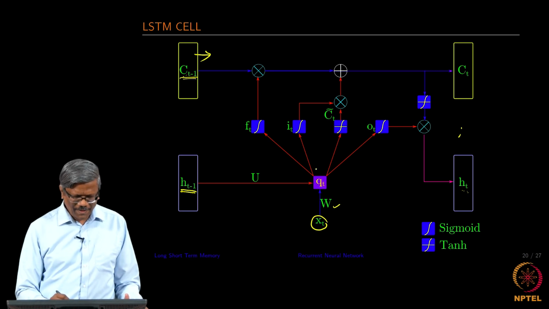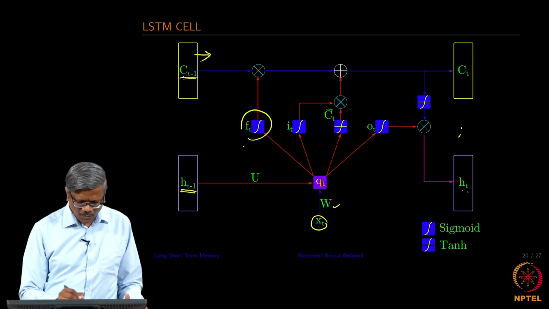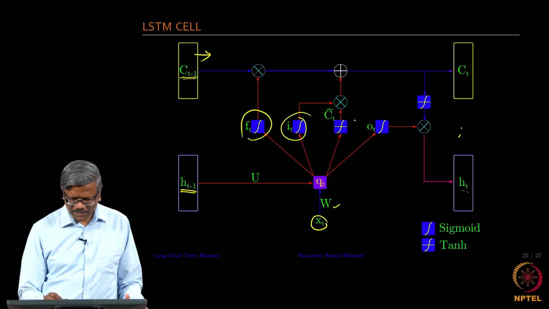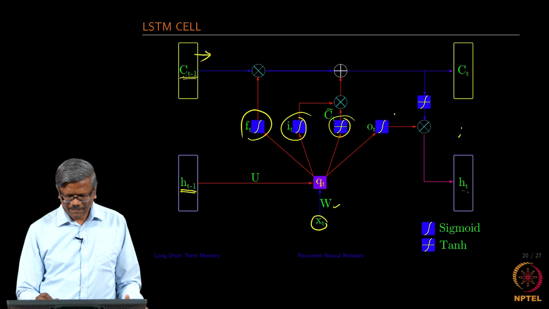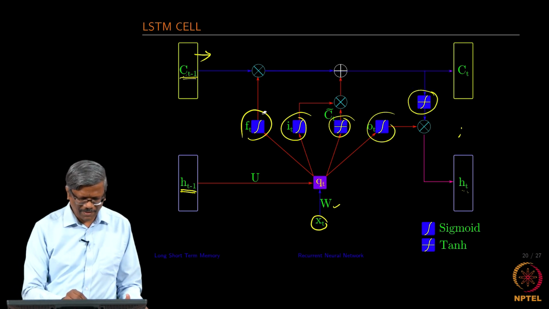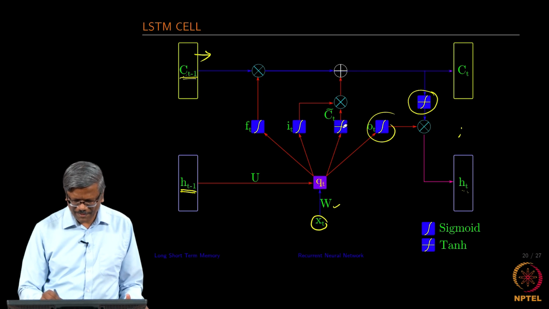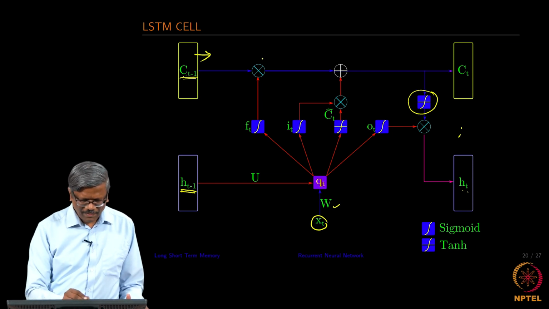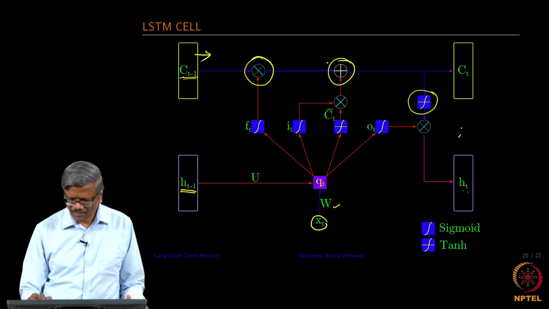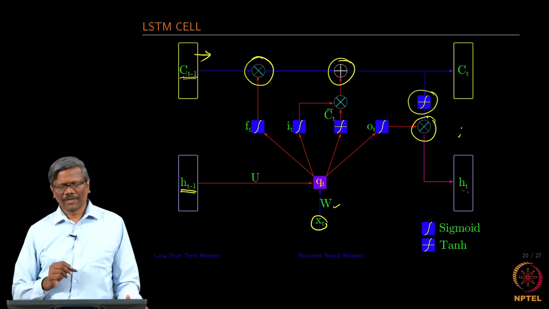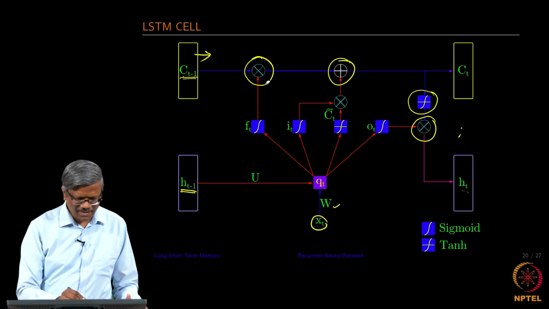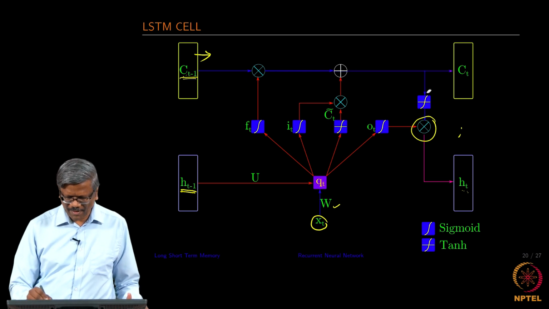Okay. So, from here we have 1, 2, 3, 4 and 5 different, rather let me put it this way, we have operations here, okay, and then see how these are computed.